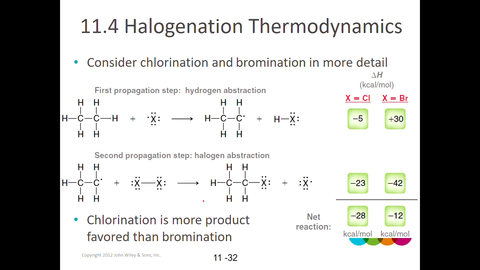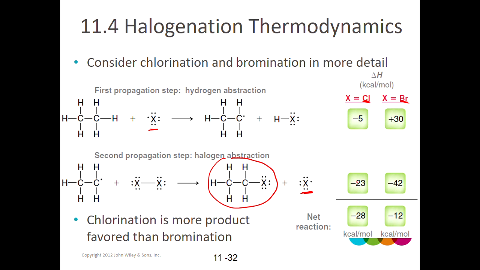And as we said prior, it's the propagation steps that form the vast majority of the product. Because they're self-sustaining, the second step produces a substance that's used in the first step, and so that can go back and continue the reaction over and over and over again. So the propagation steps that produce most of the product, those are the ones we want to focus on if we're trying to decide whether chlorine or bromine makes more sense to try to specifically replace one hydrogen with one halogen.